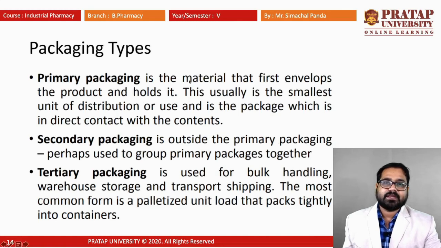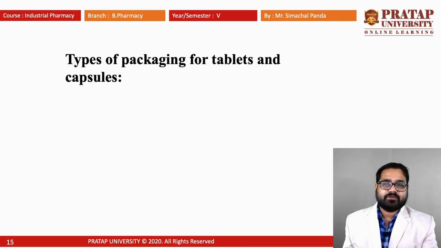The primary packaging is the material that first envelops the product and holds it. It is usually the smallest unit of distribution or use, and it is the package which is in direct contact with the content. The secondary package is outside the primary packaging, perhaps used to group primary packages together. The tertiary packaging is used for bulk handling, warehouse storage, and transport shipping. The most common form is the palletized unit load packed tightly into different containers.